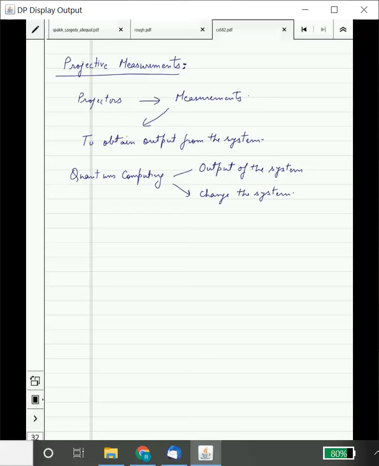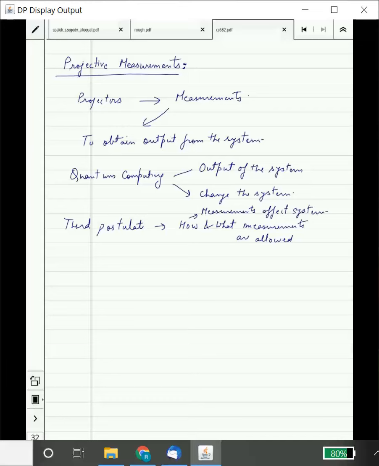The third postulate describes how measurements affect the system and what measurements are allowed.